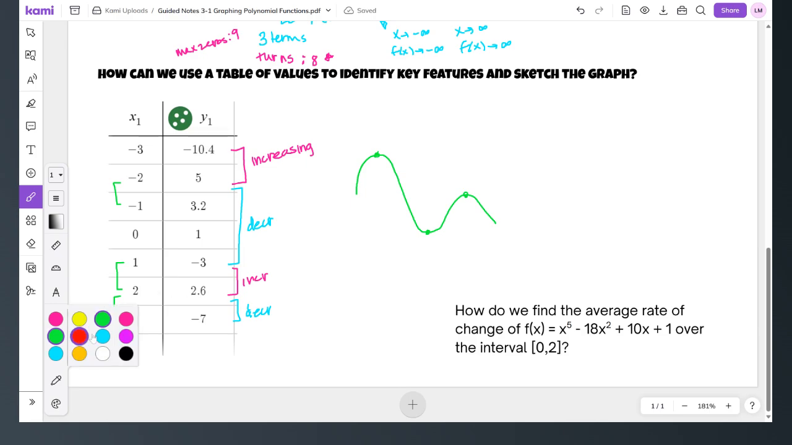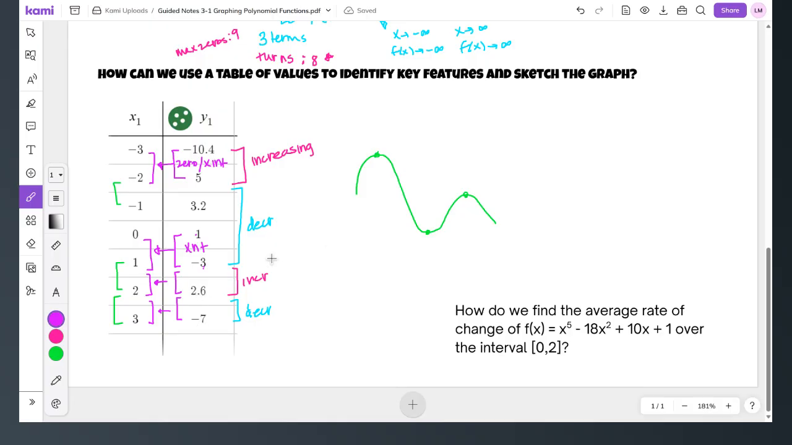Some other things that I can tell off of a table: when my function goes from a negative y value to a positive y value, I know I have a zero or an x-intercept because it has to cross the x-axis. So anytime I have a sign change, I know I have an x-intercept somewhere between these two values. So I know somewhere between -3 and -2, I have an x-intercept, and between 0 and 1, I have an x-intercept. Between 1 and 2, I have an x-intercept, and between 2 and 3, I have an x-intercept, because these values are going from positive to negative, negative to positive, positive to negative.